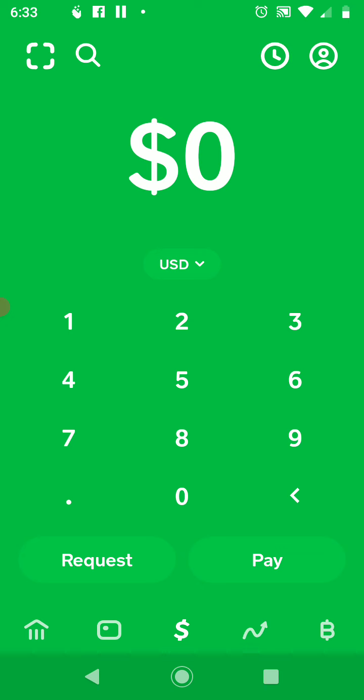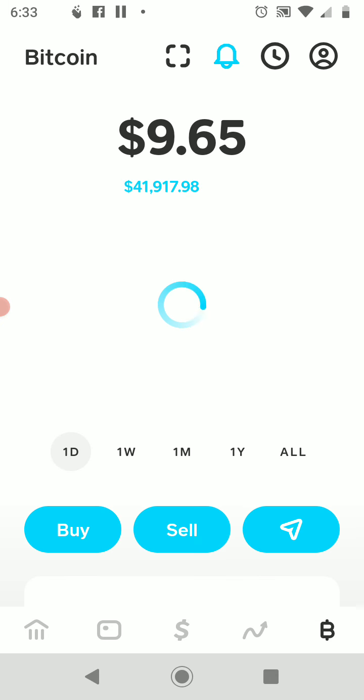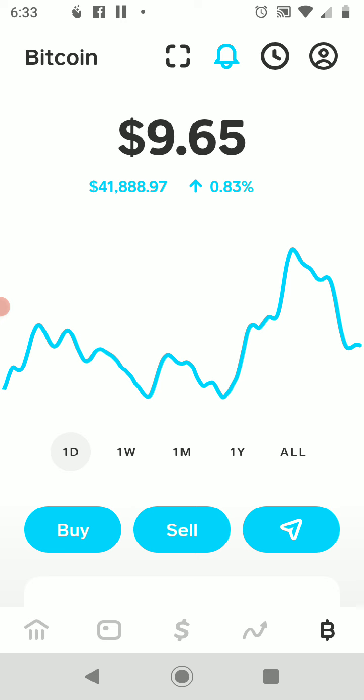All right. So if you look down at the bottom on the right hand side, you see the little squiggly arrow. That's your stock market tab. We're not going to be talking about that. We're going to go over to the far right, and there's a Bitcoin button. You tap on that, and as you can see, I have $9.65 in Bitcoin that I purchased today. It's instantaneous when you buy Bitcoin.